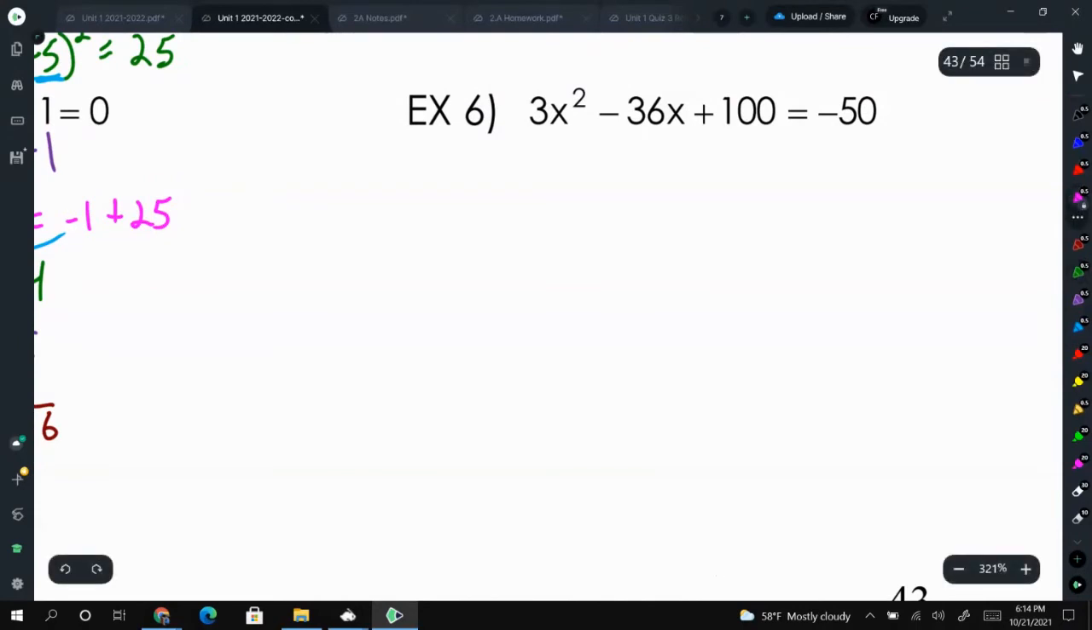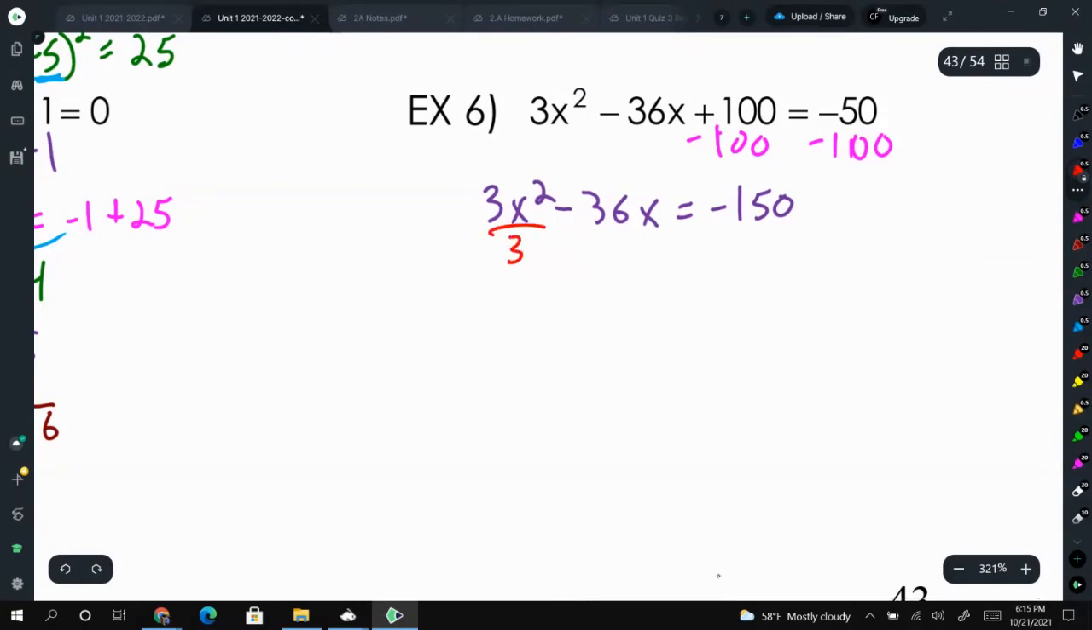With this one, I noticed that my a value isn't 1. So that means something's got to change. If we subtract 100 from both sides, we get 3x squared minus 36x equals negative 150. So we're going to divide everything by 3. And what that is going to get us is 1x squared minus 12x equals negative 50. Now I can complete the square.